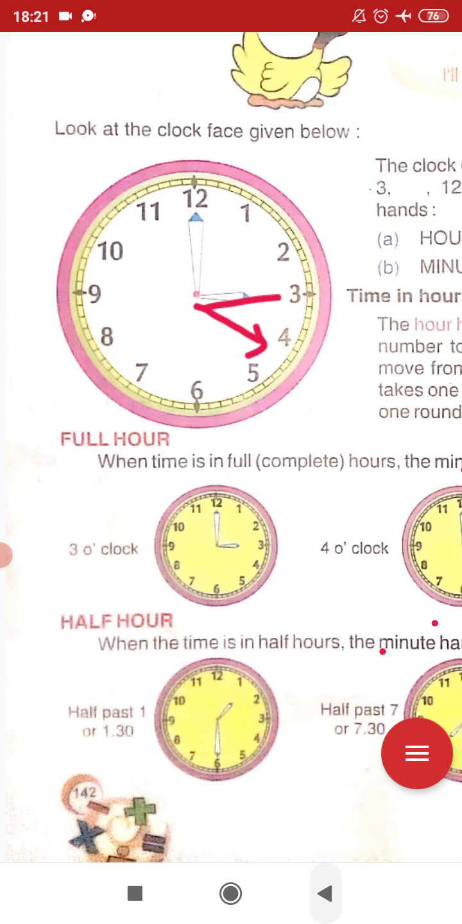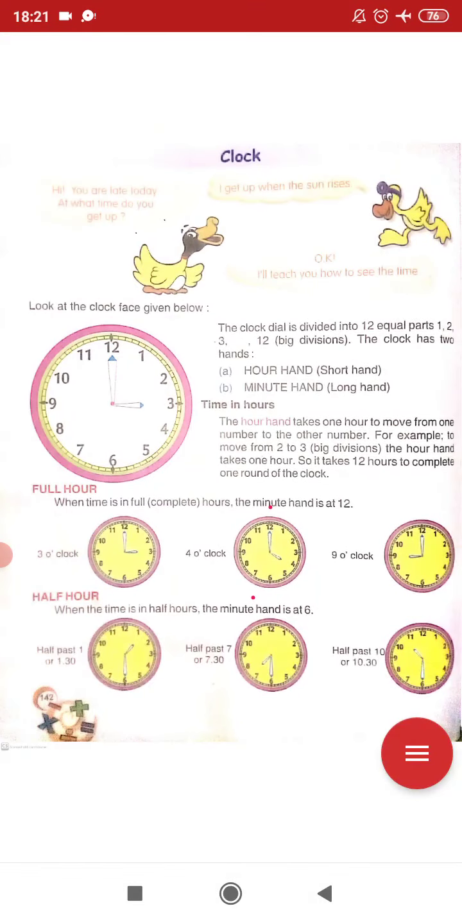Okay, so you got there are 12 big divisions and each big division has 1 hour. So there are 12 hours. There are 12 hours that should be taken to complete one round of the clock. Observing the location of our hand, we can calculate the number of hours. Okay, so time in hours we got. Now some terms have been given: full hour and half hour.